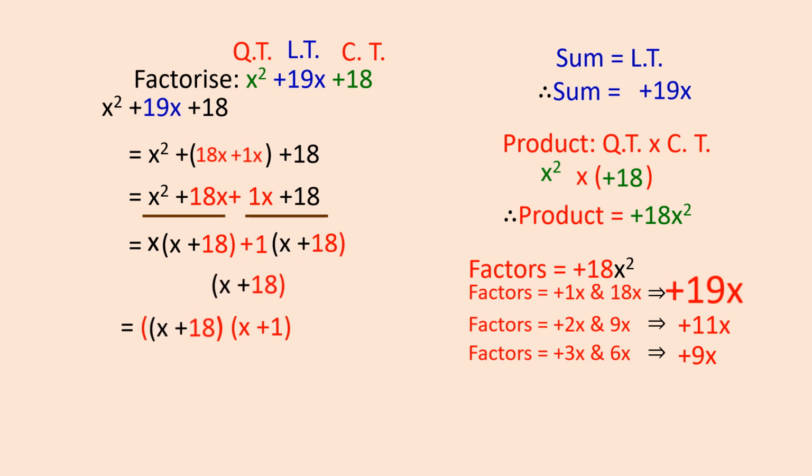From both terms, x plus 18 is common, and from the first term x is common, and from the second term plus 1 is common. So our factor is nothing but x plus 18 into x plus 1. Therefore the factors are x plus 18 and x plus 1. I hope it is clear. You have understood. Watch this video many times. Understand the concept. It will become easy for you to do any sum.